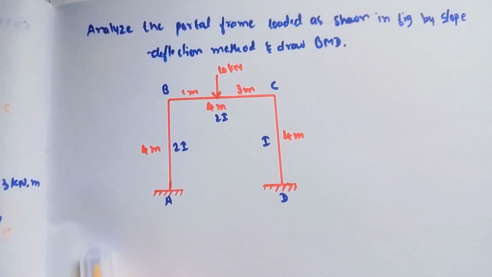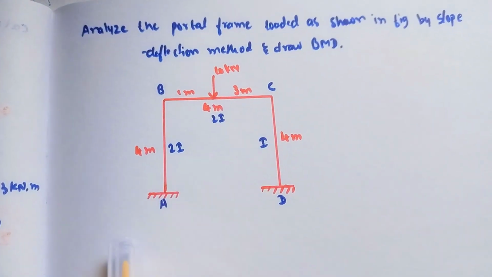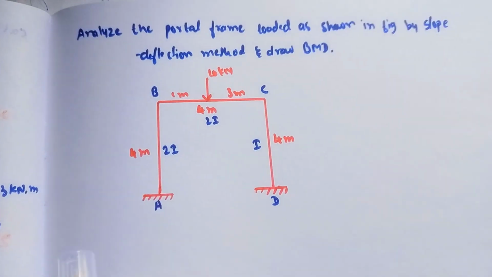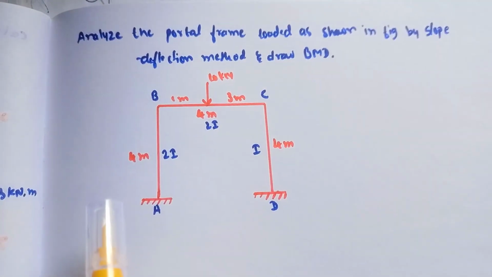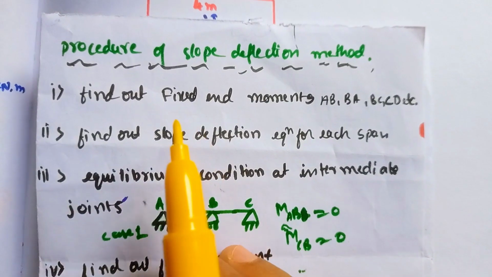So in the last video we have seen a problem of sway frame problem. Today we will see one more problem of sway frame problem. This is the given problem. Analyze the portal frame loaded as shown in the figure by slope deflection method and draw the BMD.